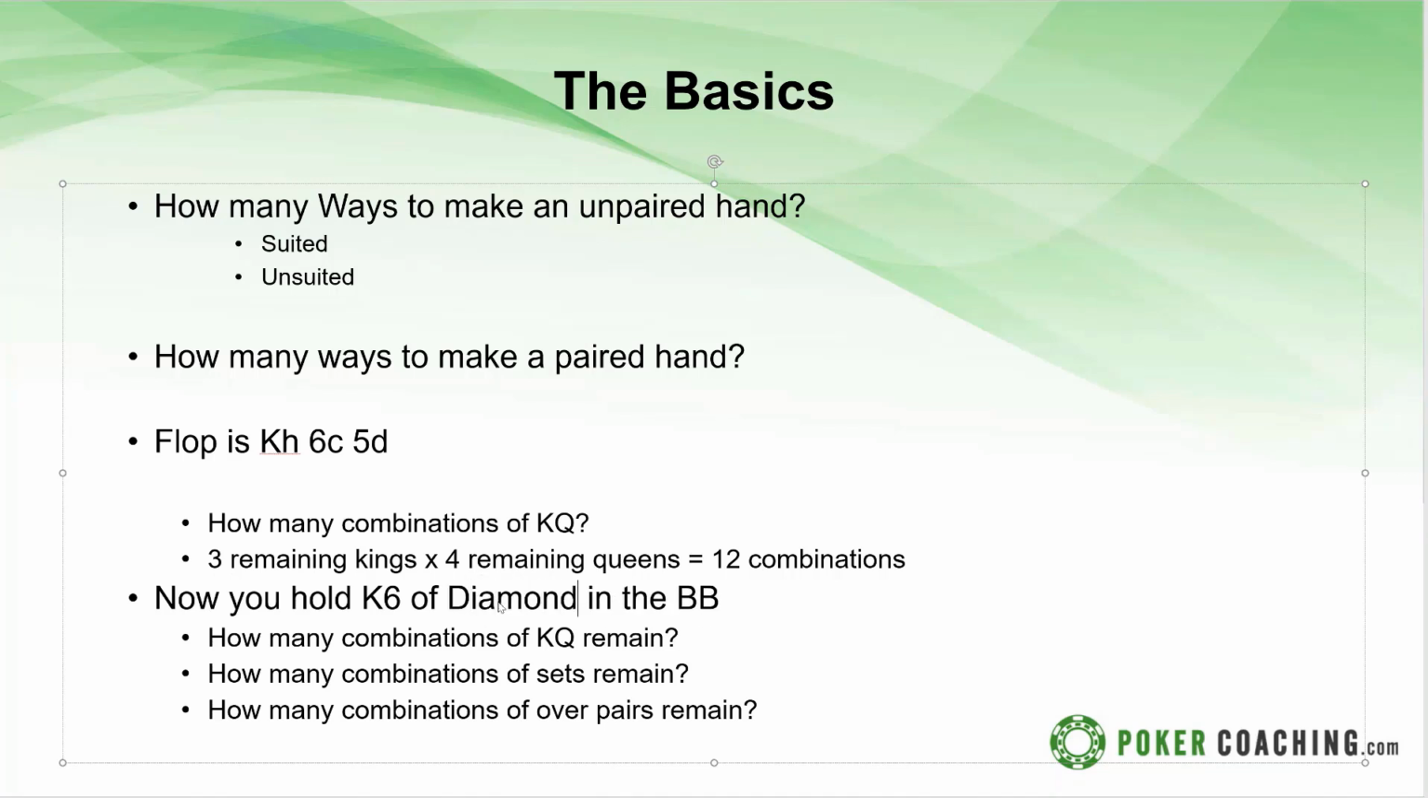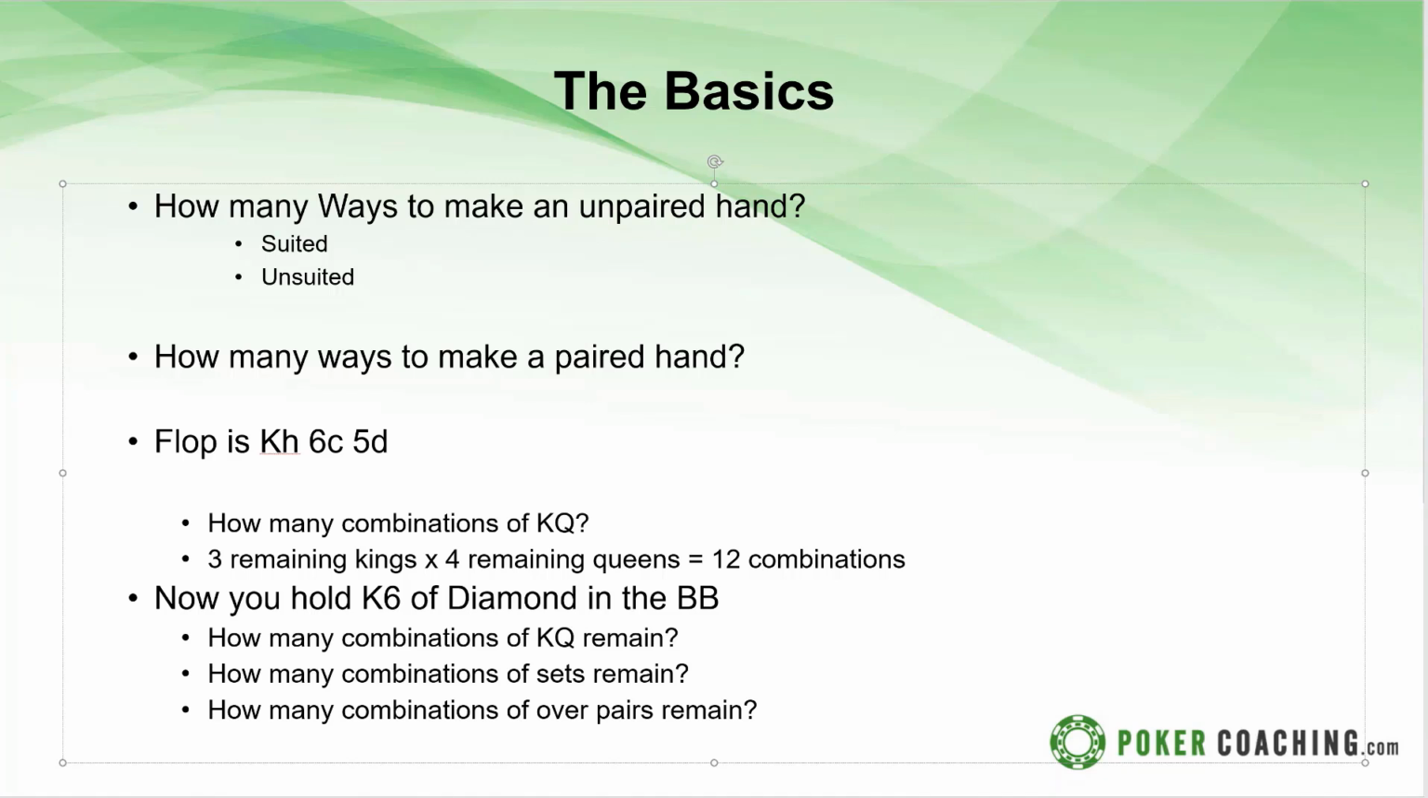Sorry, I was dealing with technical issues, and all the proofreads didn't get to go through. So, we have the king 6 of diamonds. So there's 2 kings left in the deck. There's the king of clubs and the king of spades. There are 4 queens left in the deck. So 2 kings times the 4 queens. There are 8 combinations of king queen remaining.